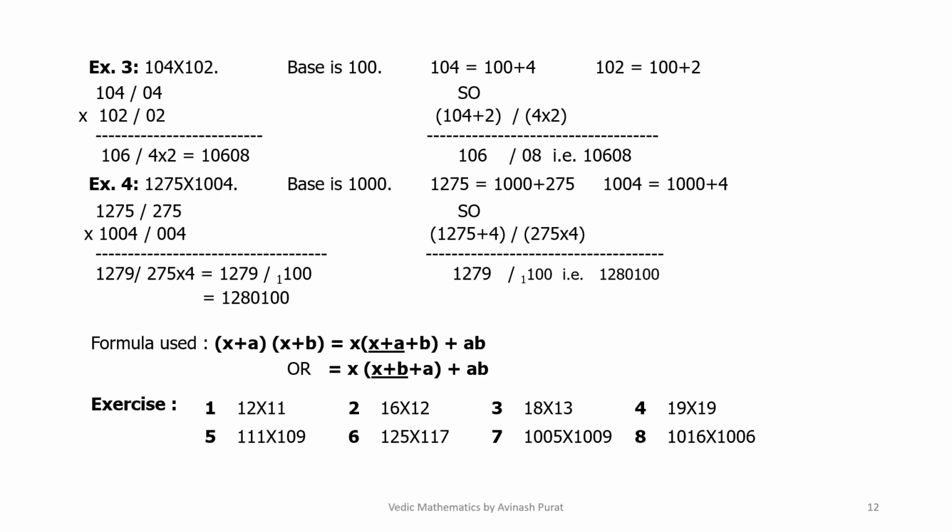Third example, 104 multiplied by 102, base is 100. So 104 stroke 04 multiplied by 102 stroke 02 equals 106 stroke 4 multiplied by 2, equals 10608. Mentally, 104 equals 100 plus 4, 102 is 100 plus 2. So 104 plus 2 stroke 4 into 2 equals 106 stroke 08, that is 10608.